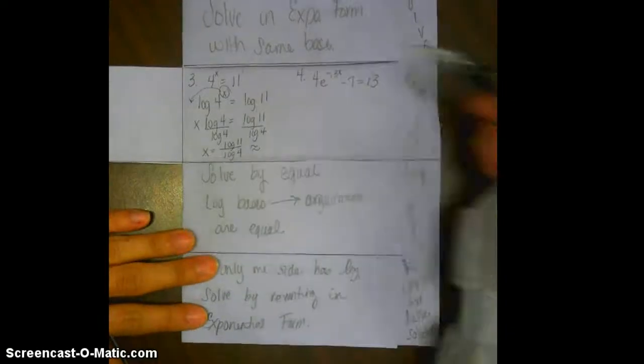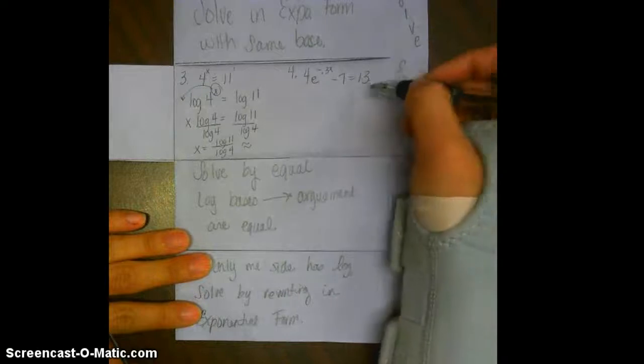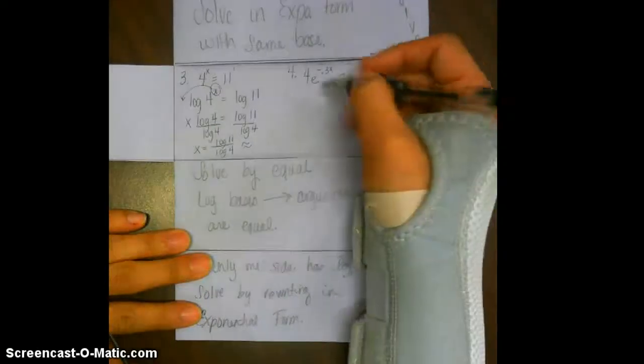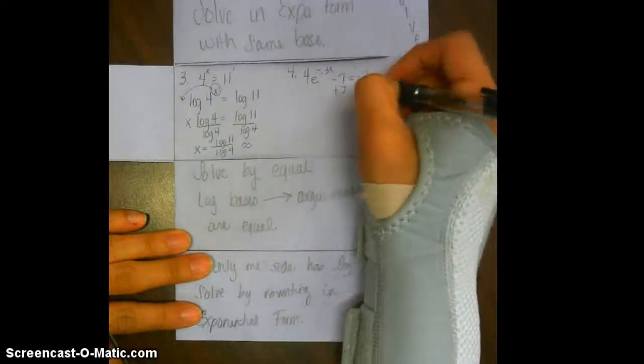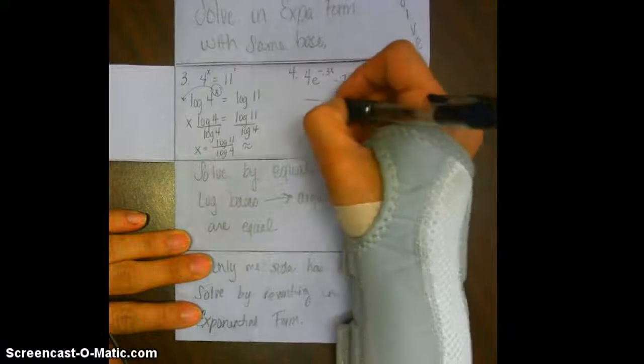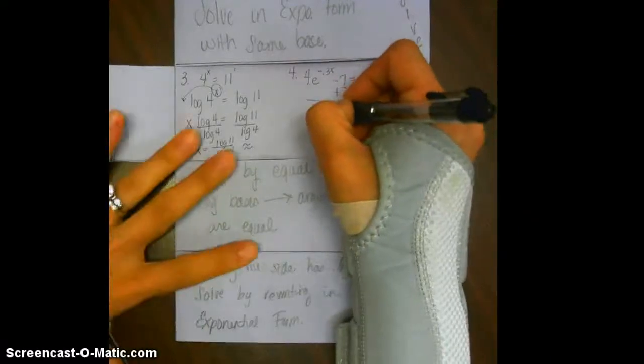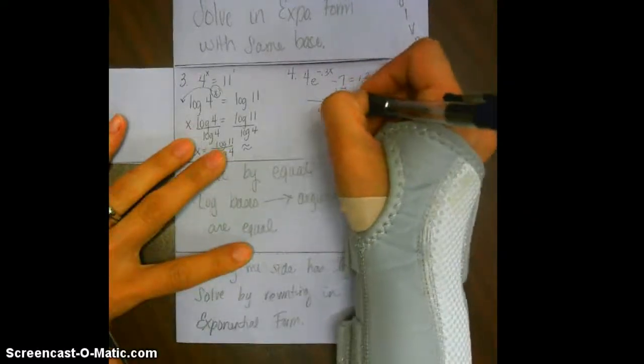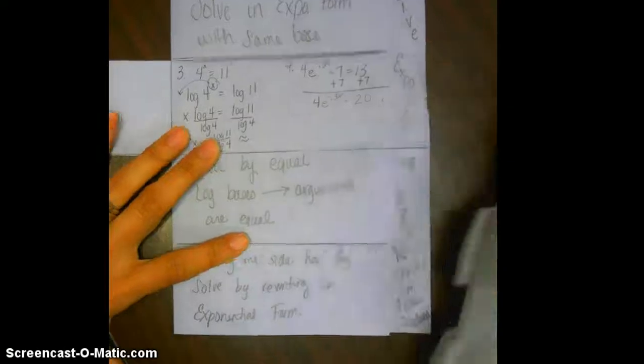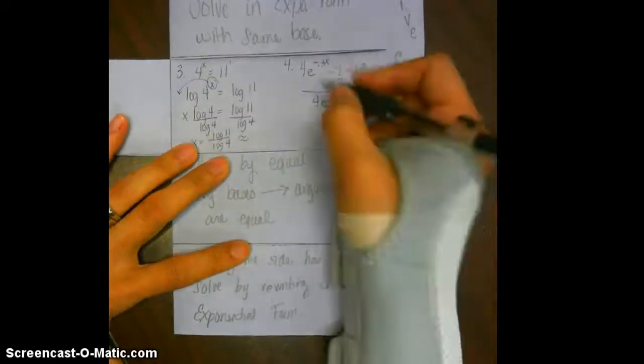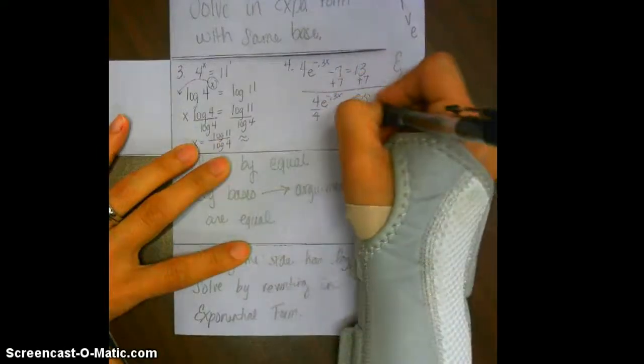I have a base e here, and we're going to rearrange things. So first we're going to add 7, so 4 times e to the negative 0.3x power equals 20. I've almost isolated my base here, so now we need to divide both sides.